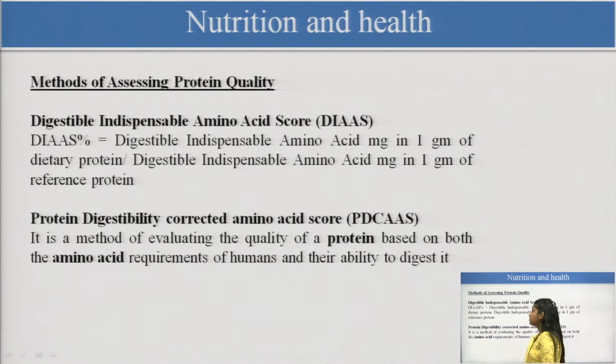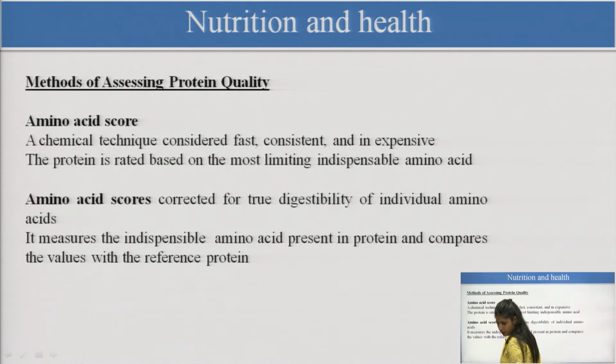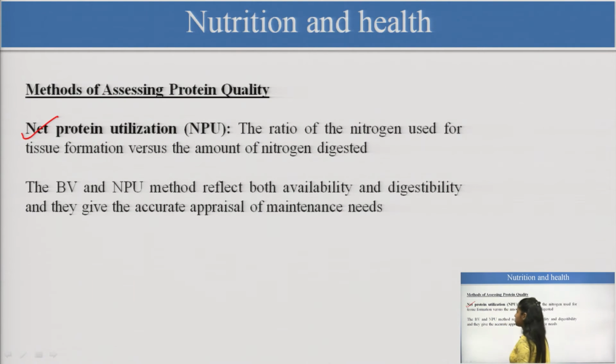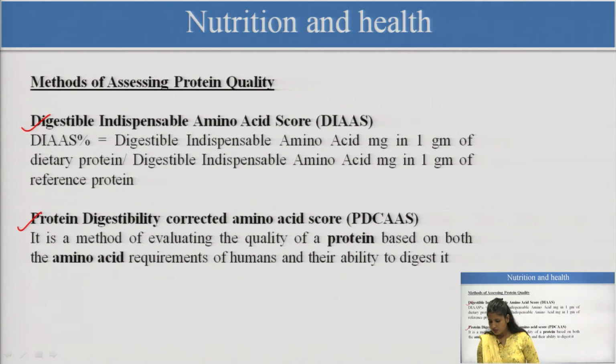Then there are some other methods we use for assessing the protein quality: the digestible indispensable amino acid score, and the protein digestibility corrected amino acid score. What are the others? We will see first and then do the definitions. Amino acid score, then protein efficiency ratio, biological value, and net protein utilization. These all are methods for assessing the quality of the protein. We will see what the differences are in all of these methods.